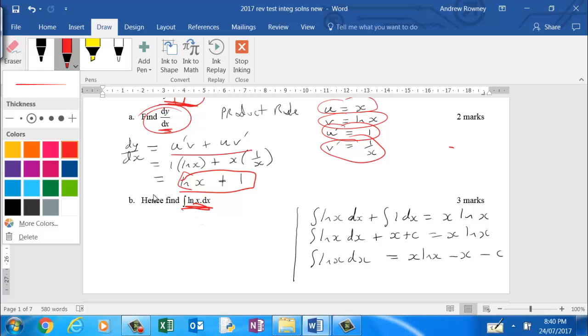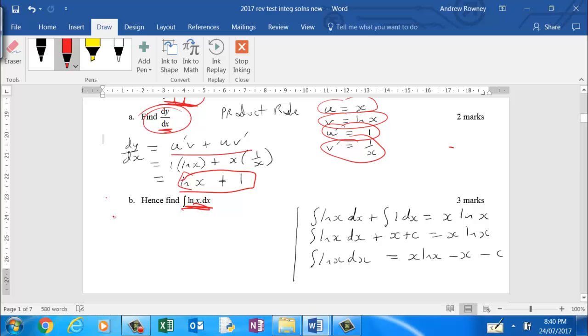What you could do is say the integral of the left hand side, dy dx, equals the integral of the right hand side. So the integral of the left with respect to x equals the integral of the right with respect to x. Now if you integrate the left, that's just y. You can consider the dx as cancelling.